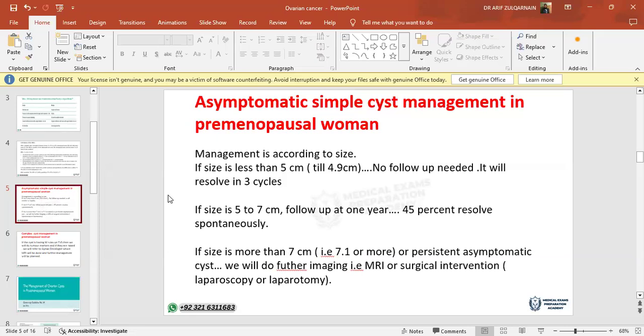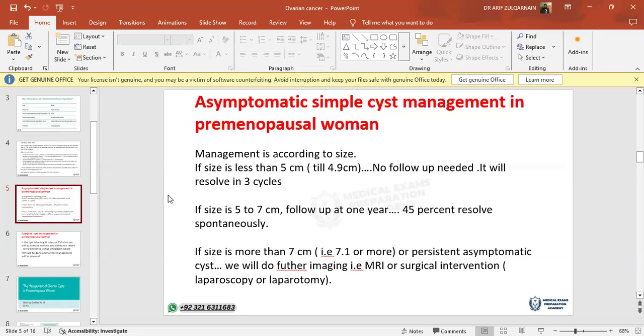If the size is 5 to 7 centimeter, then we will do follow-up at 1 year. 45% of the cysts will resolve spontaneously. If the size is 7 centimeter, we will do follow-up at 1 year. But if the size is more than 7 centimeter, that is 7.1 or more, or it is a persistent asymptomatic cyst, then we will do further imaging. That is, we will do MRI and we can plan the surgical treatment in the form of laparoscopy or laparotomy according to the size of the cyst.